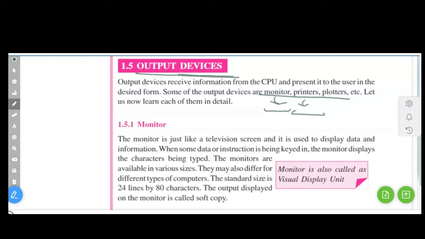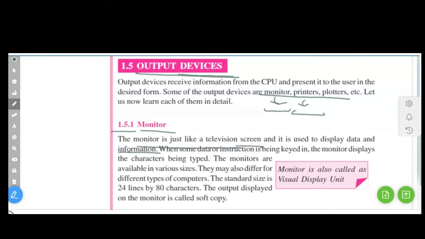The first topic under output devices is 1.5.1, that is monitor. So what is a monitor? Let's check, and then we can also see what the different types of monitor are in this portion. Let's read. The monitor is just like a television screen, and it is used to display data and information.